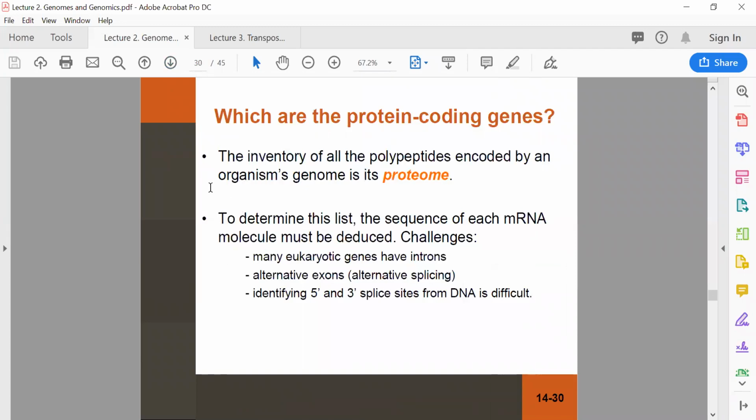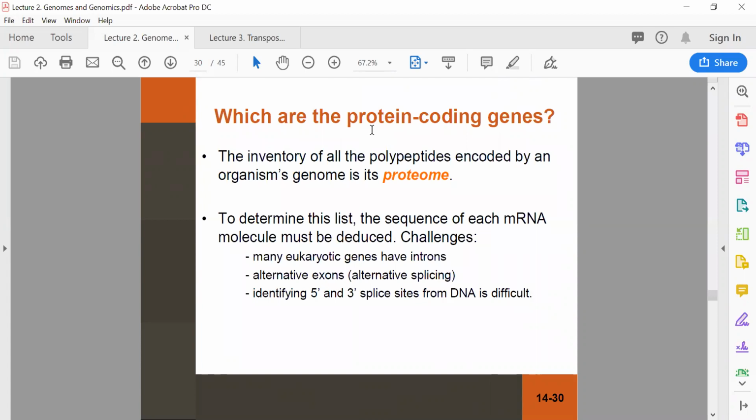All right, and once you do identify, or predict, I should say predict, where the genes are within a genome, which ones are the actual protein coding genes? Because we know that not all genes encode proteins. There are genes that encode RNA, various RNA species, and you'll be familiar with ribosomal RNA and transfer RNA, but there's also lots of different ones, for example, small nuclear RNAs and so on.